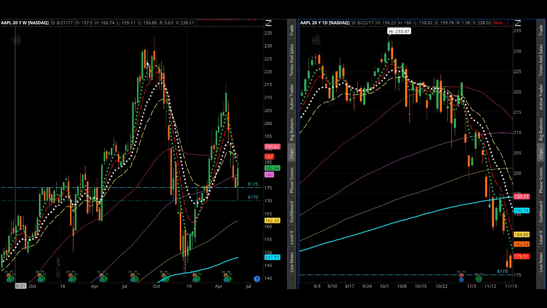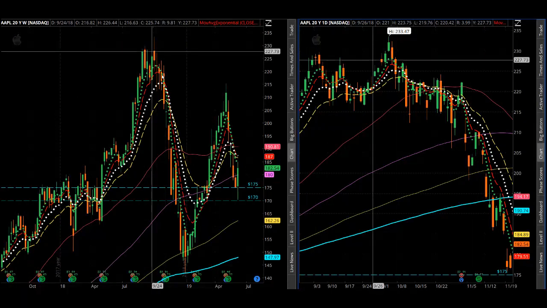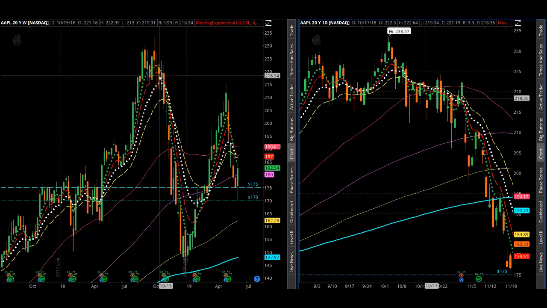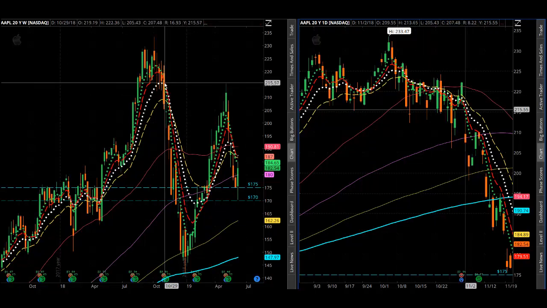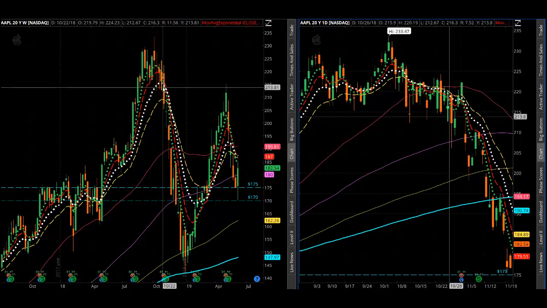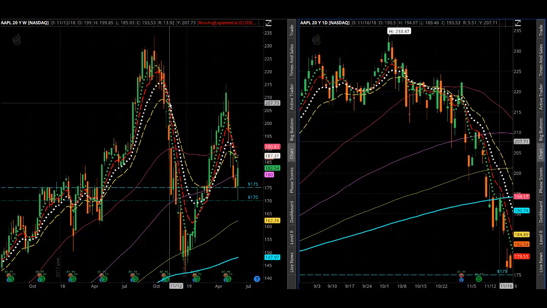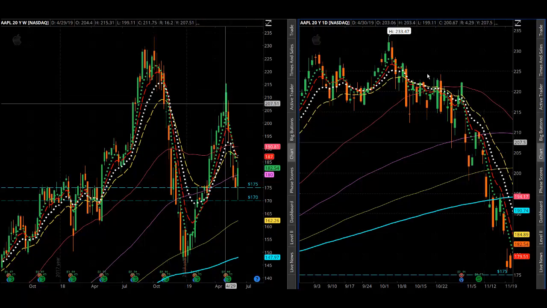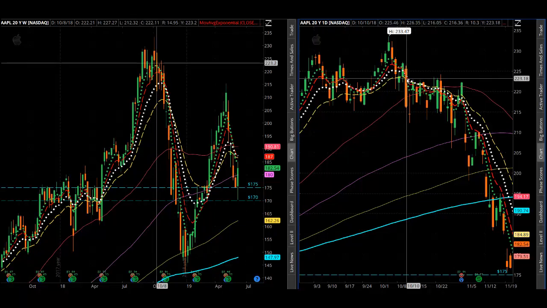Here's Apple. So here's the weekly and here's the daily. So this was back when Apple had that big move down in 2018. So you can see the weekly cross here, the cross of the moving average, the 5 crossing the 13, and then the acceleration once the 8 crossed the 21. That's on the weekly, and then you can see the daily went ahead of that.